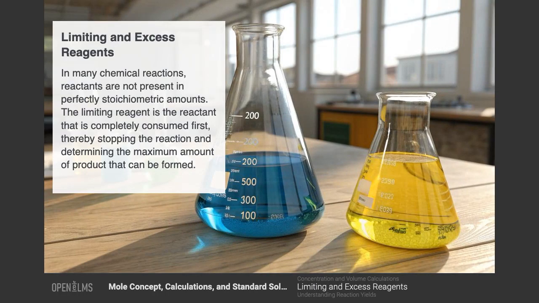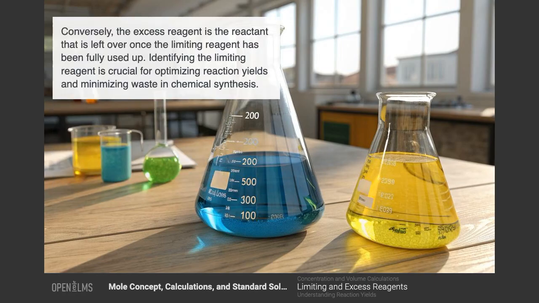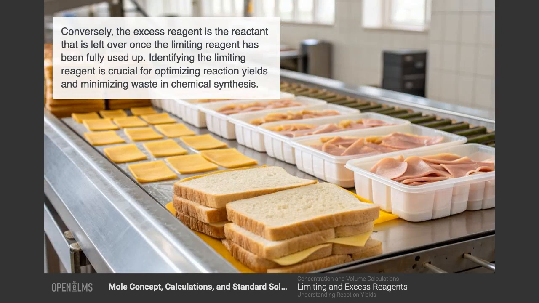Limiting and excess reagents. In many chemical reactions, reactants are not present in perfectly stoichiometric amounts. The limiting reagent is the reactant that is completely consumed first, thereby stopping the reaction and determining the maximum amount of product that can be formed. Conversely, the excess reagent is the reactant that is left over once the limiting reagent has been fully used up. Identifying the limiting reagent is crucial for optimizing reaction yields and minimizing waste in chemical synthesis.